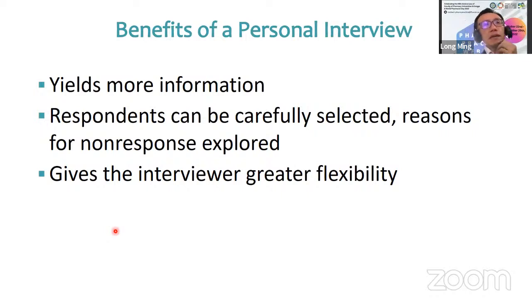So obviously you get more data, the data richness is there. Respondents can be carefully selected. If it's simple random sampling, you have a sampling frame, then you can choose based on whatever the inclusion criteria of your study are. And it gives the interviewer greater flexibility in terms of timing and sensitivity or privacy to ask questions.